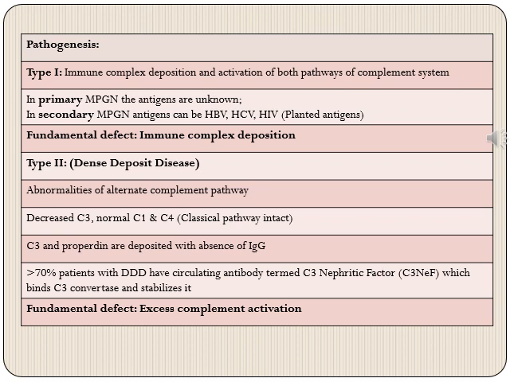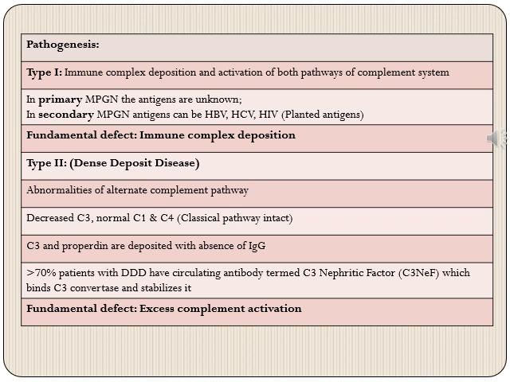Starting with pathogenesis, type 1 has immune complex deposition and activation of both pathways of the complement system. In primary membranoproliferative glomerulonephritis, the antigens are unknown, whereas in secondary MPGN, the antigens can be of various types like HBV, HCV or HIV. Basically these are planted antigens. The fundamental defect is immune complex deposition.